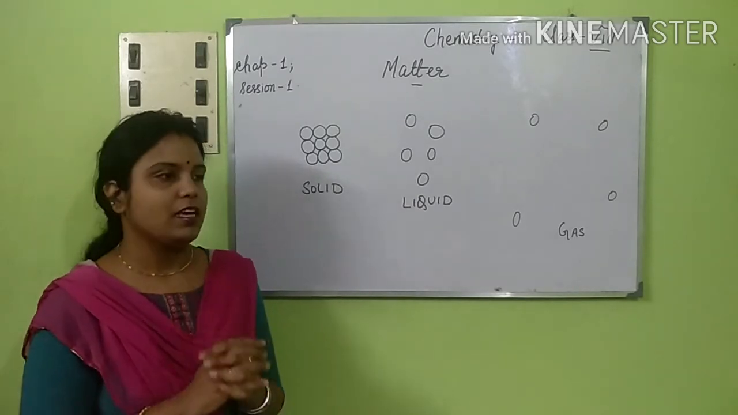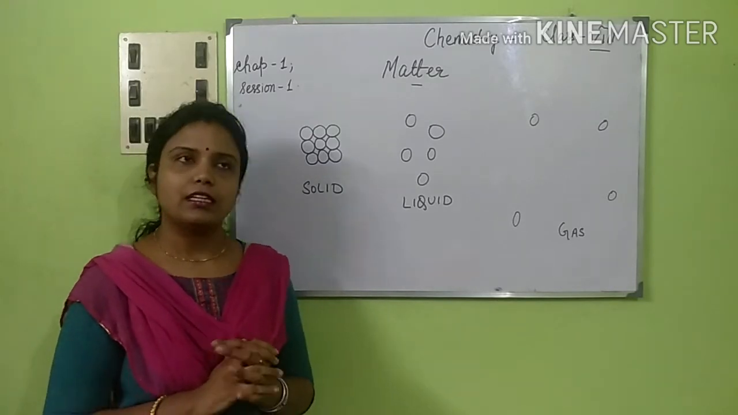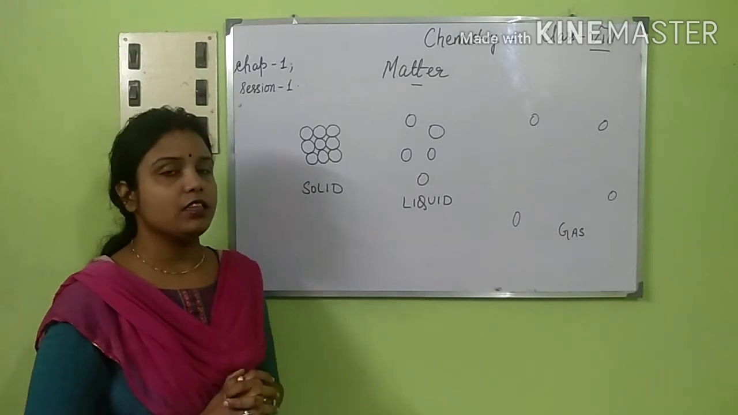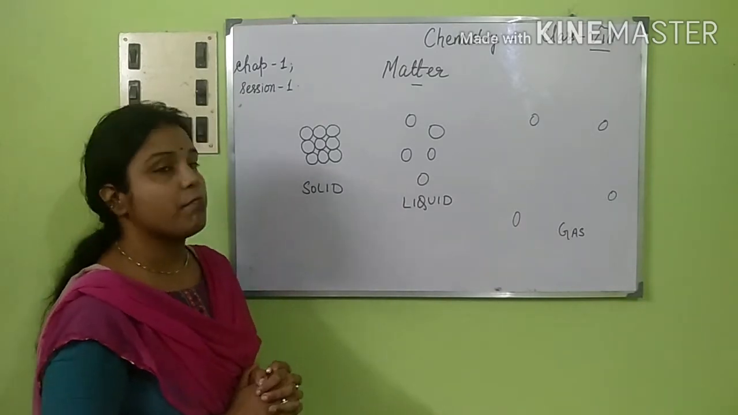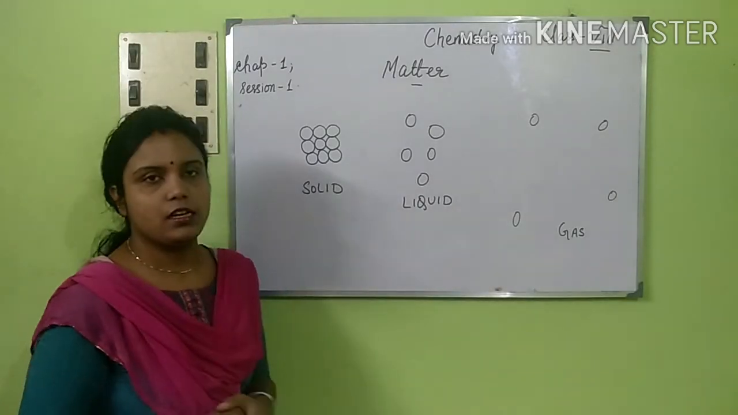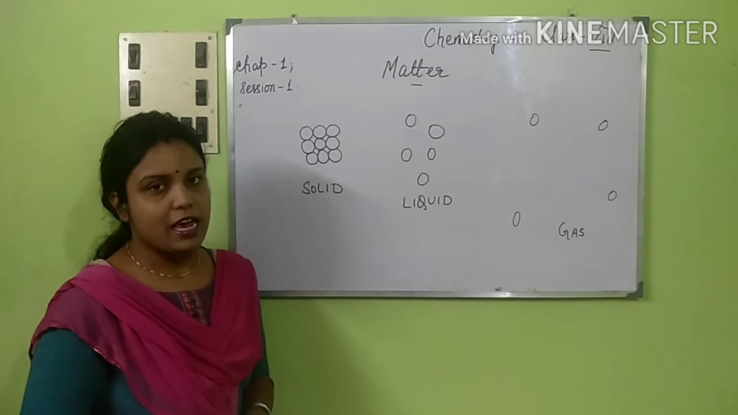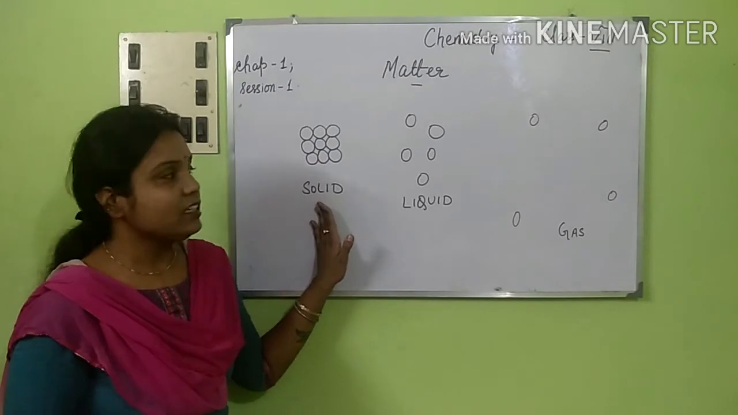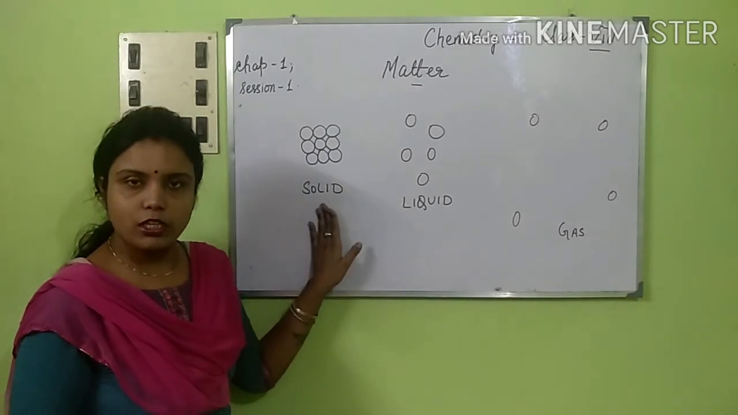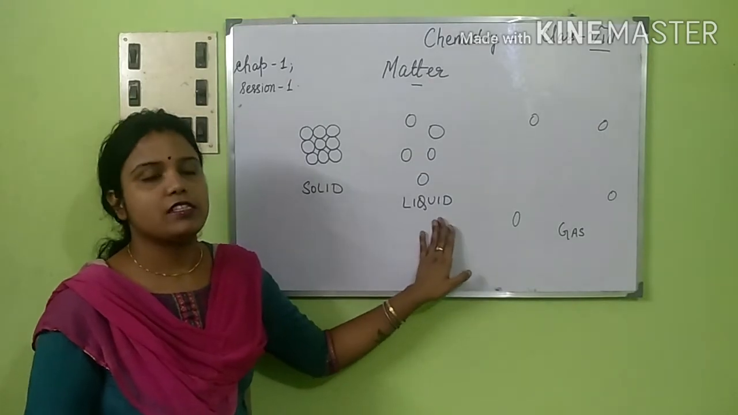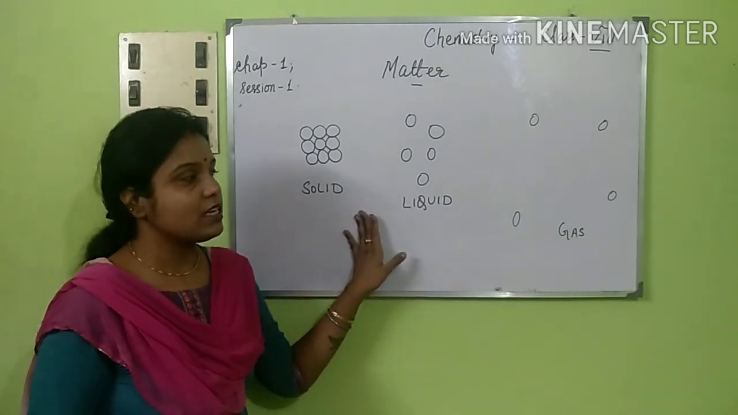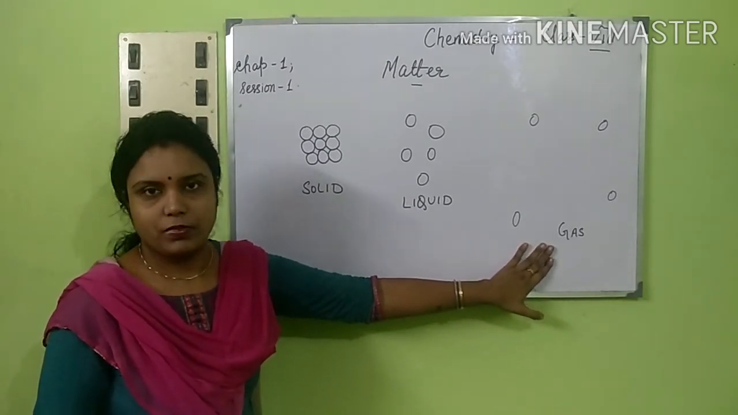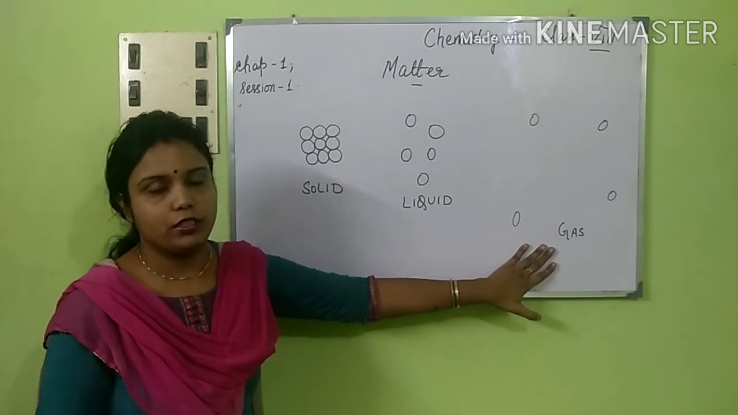Next, coming to the third point, they have intermolecular spaces. The space between the molecules of each of these matters, solid, liquid and gas, is known as intermolecular space. It depends on the different states of matter. For solids, there is almost no space between the molecules. In case of liquid, there is much more space than in solids, and for gases, there is full availability of space. The molecules are very wide apart from each other.